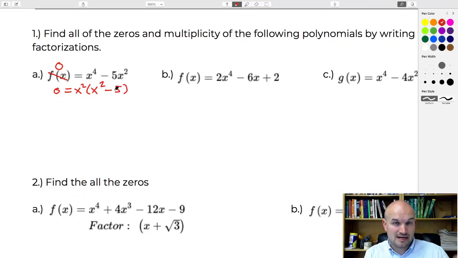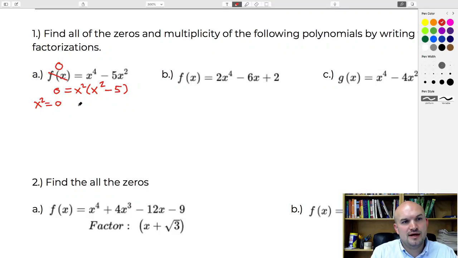All right, now for this first one, I'm going to use the zero product property, but after that, hopefully you will get this idea. So we can use the zero product property, so x squared is equal to 0, and then x squared minus 5 is equal to 0. Then to solve for x, we're going to add 5 to both sides. And therefore, we get x squared is equal to 5.